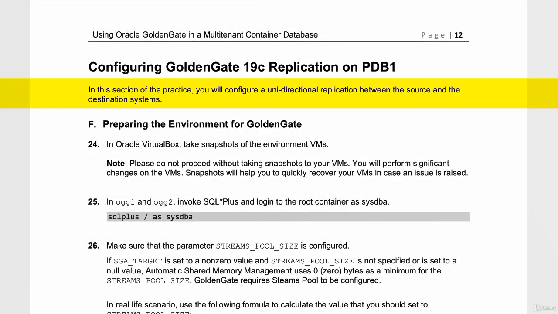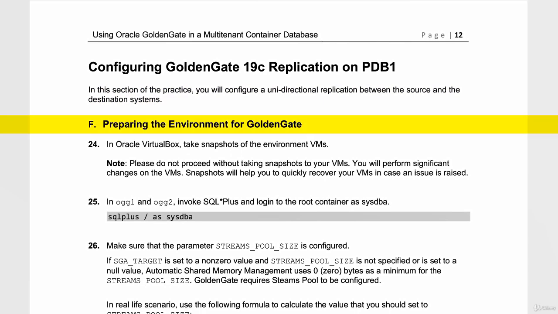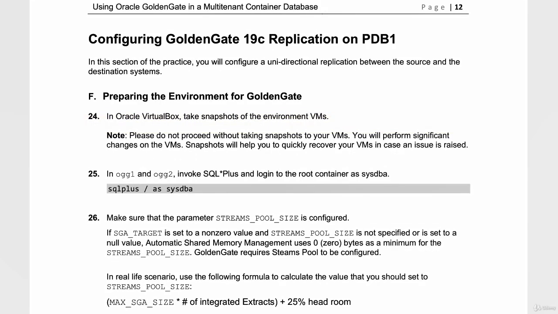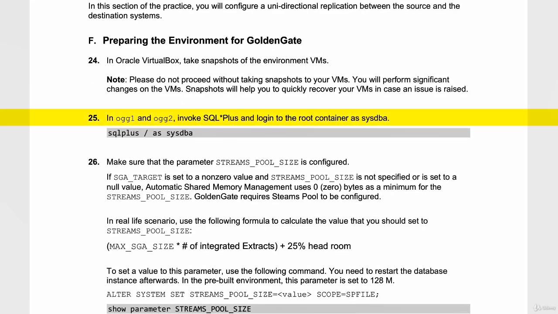In this section of the practice, you will configure a unidirectional replication between the source and the destination systems. First, we need to perform some steps to prepare the environment for configuring Golden Gate replication. In OGG1 and OGG2, invoke SQL Plus and log into the root container as sysdba. Then make sure that the parameter streams pool size is configured.